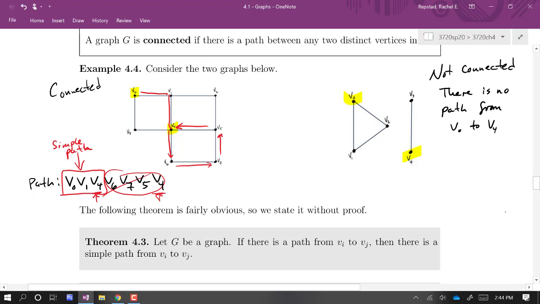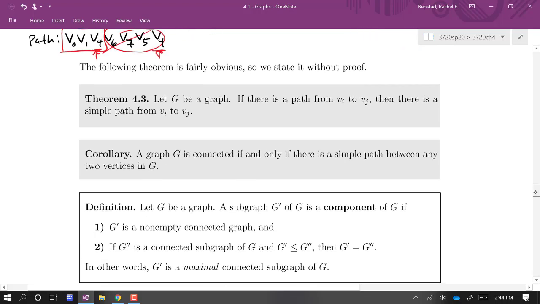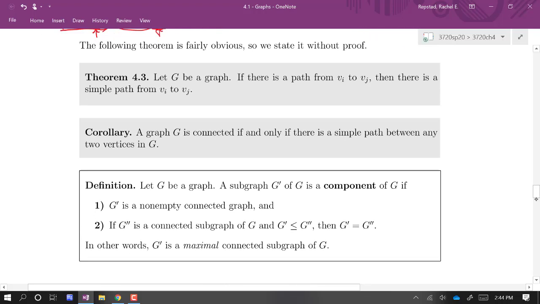And these types of subgraphs are given special names. They're called components of a graph. A subgraph is a component if, first of all, it's non-empty and connected. So you have to have some vertices and edges, and the subgraph itself has to be connected. I can't have any disconnections, I can't have any isolated vertices in a component. Also, in addition to being connected, it has to be maximal and connected, meaning it can't itself be a subgraph of some bigger subgraph that's also connected. So I'll show you what I mean when I say that.